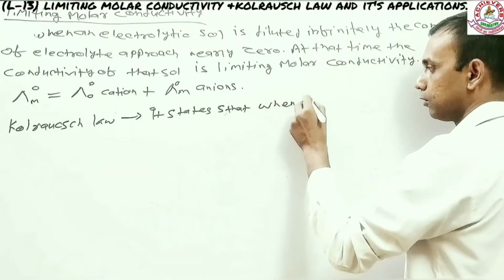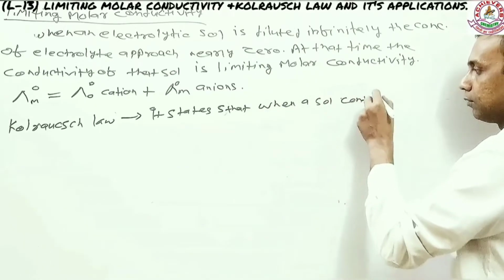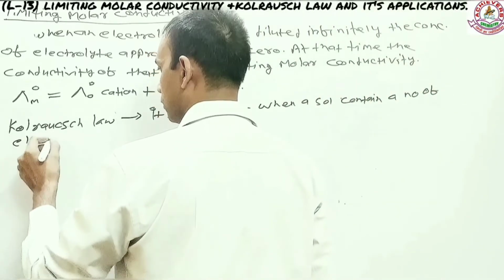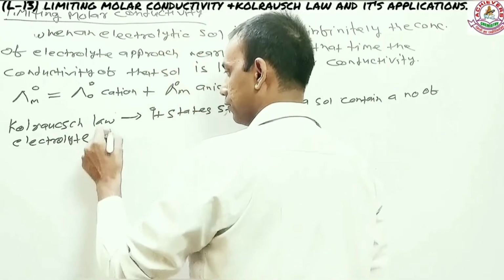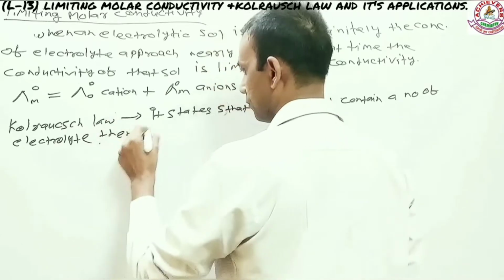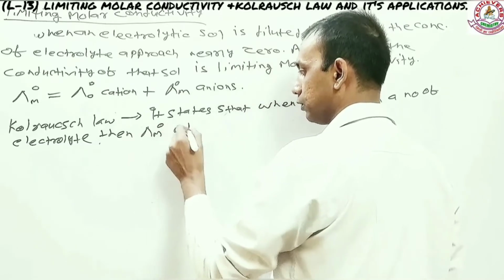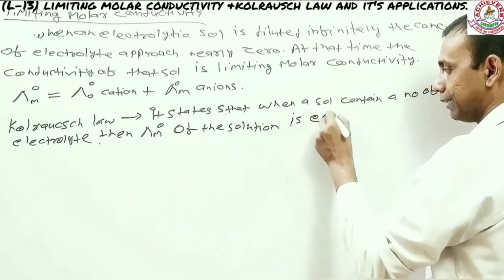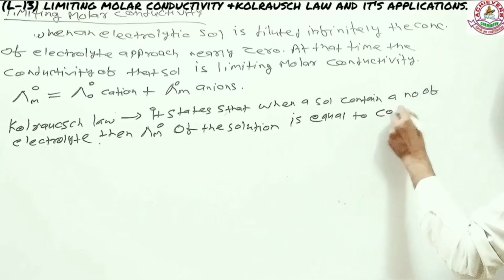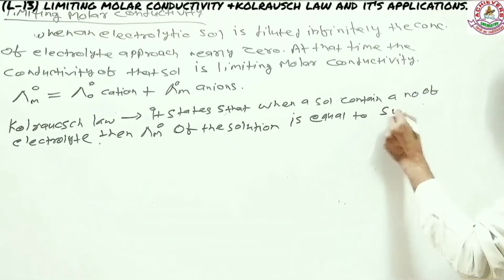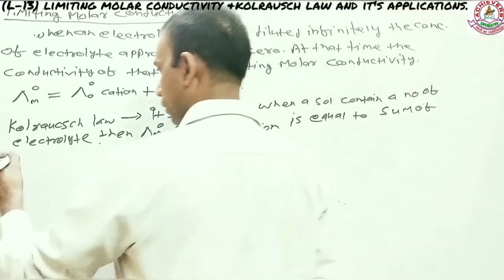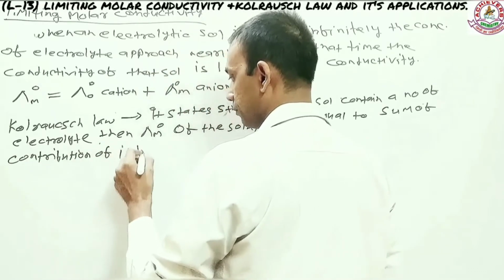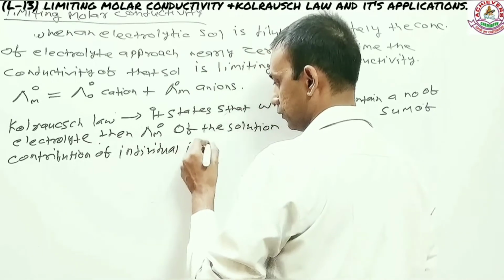when a solution contains a number of electrolytes, then the limiting molar conductivity of the solution is equal to the sum of the contributions of the individual ions.